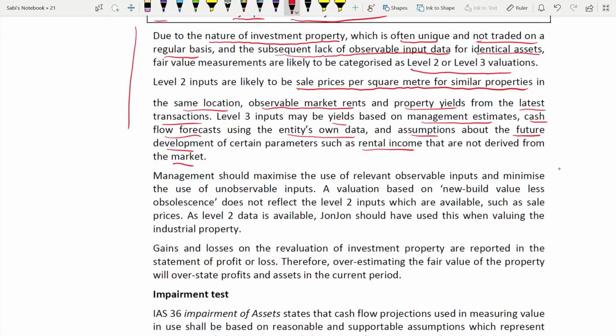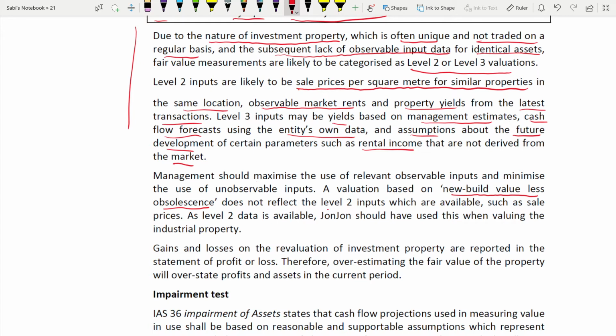Management should maximize the use of relevant observable inputs and minimize the use of unobservable inputs. That means as much as they can, make use of the observable input and try to minimize the use of unobservable input. Okay. So valuation based on the new build value less obsolescence, right? This is the way they have calculated the fair value. So they have valued based on this one, new value less obsolescence.